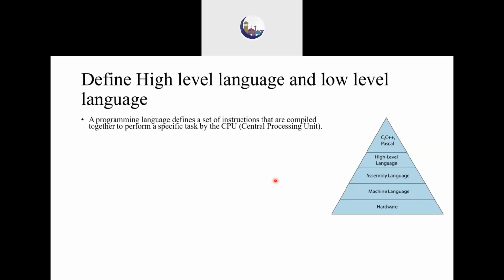Any programming language defines a set of instructions that are compiled together to perform a specific task. That task is to be executed by the CPU, which is nothing but the processor. And this processor understands only and only ones and zeros. So the processor is your hardware, it understands only ones and zeros, but we as human beings cannot write in ones and zeros. What do we have to do then?